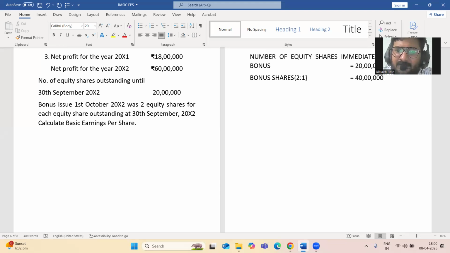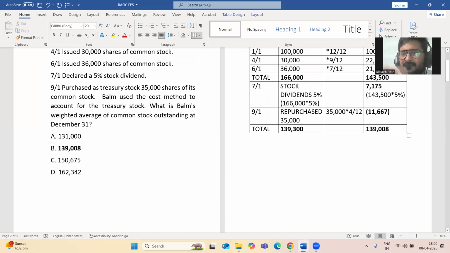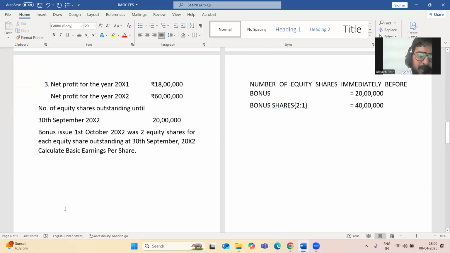And because this is bonus shares, it is assumed that this was always going to happen. So the entire weight, 12 by 12, bonus shares always get full weight. You never prorate. In question 1 also, I did not prorate the bonus shares at all, because if you are assuming that these were always outstanding, how can you assign weights? So 20 lakh full, 40 lakhs full, 60 lakh shares were fully outstanding. Basic EPS, preference stock dividend is not there. So you have 60 lakh, that is your profit, and you divide it by number of shares, 60 lakh. That becomes 1 per share.